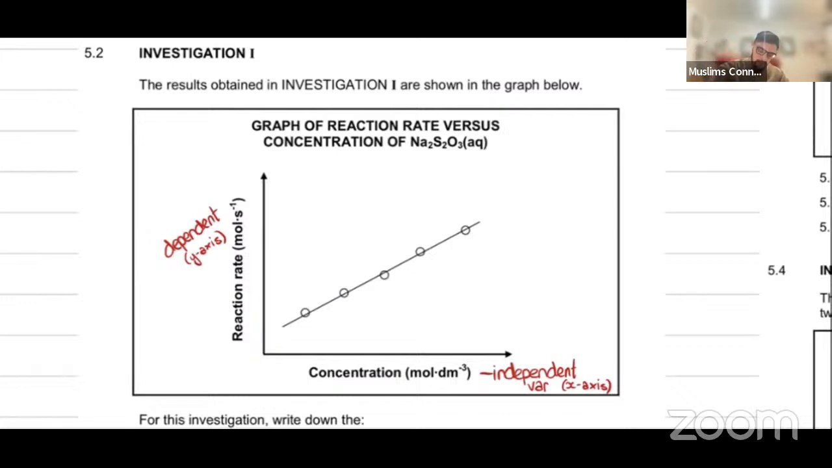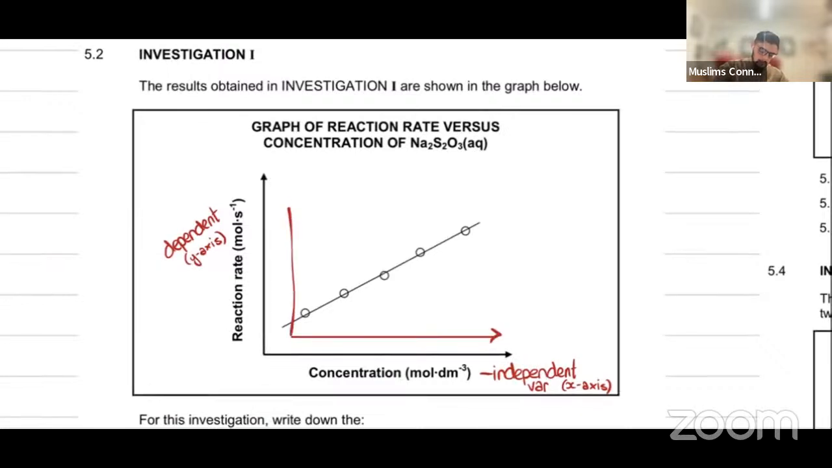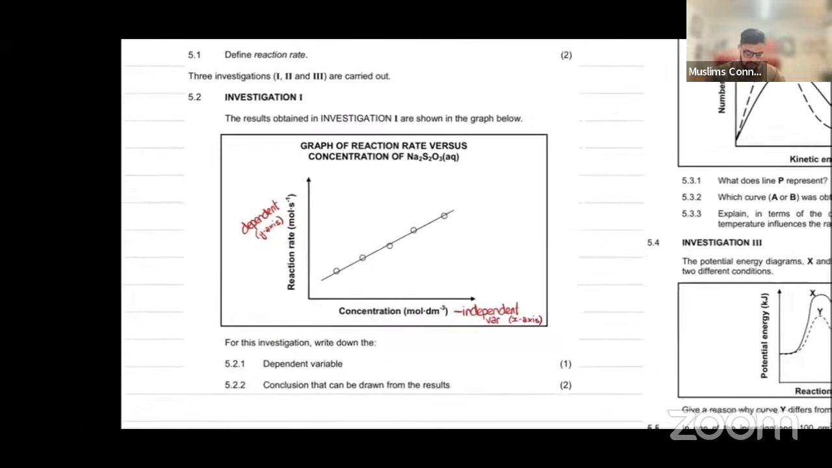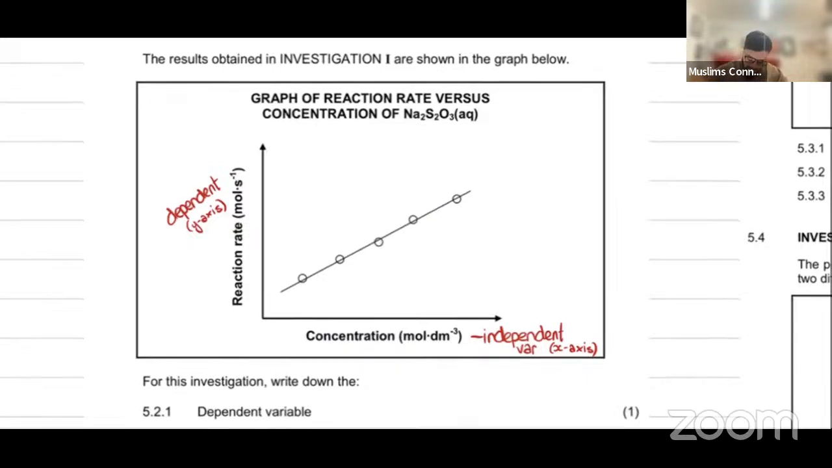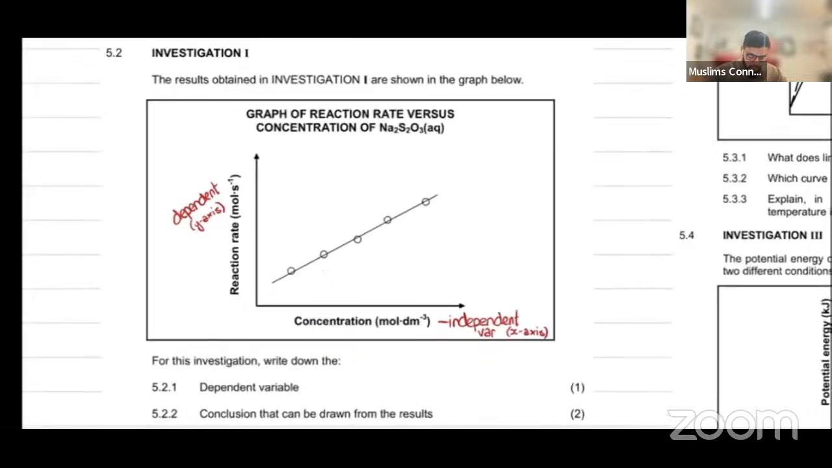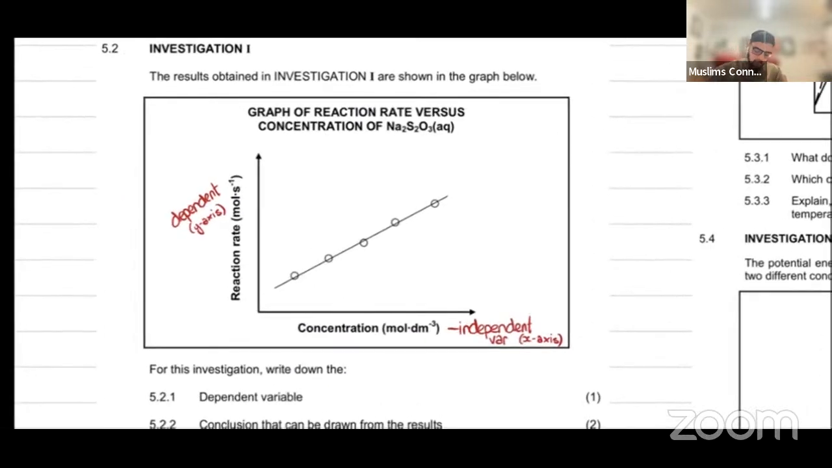So concentration is being changed and reaction rate is being affected. As we move from left to right, the concentration is increasing, and the graph also moves from up to down, so therefore the reaction rate is increasing. So as the concentration increases, the rate of reaction increases. For this investigation, write down the dependent variable. Dependent variable in this section is always rate of reaction. 5.2.2, conclusion that can be drawn from the results.